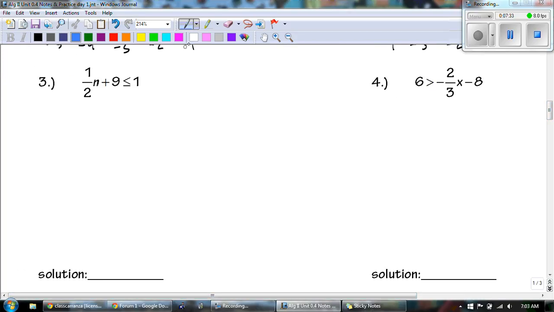Number 3. Now right away at number 3, I notice that my variable is positive. Okay, so if I have a positive variable, I will not be flipping my inequality here. So I'm just going to solve, cancel the addition first. And I have 1/2 n. To get rid of the 1/2, I need to multiply by the reciprocal. And the reciprocal of 1/2, 2 over 1, is the same thing as 2. So if n is less than or equal to, -8 times 2 is -16.